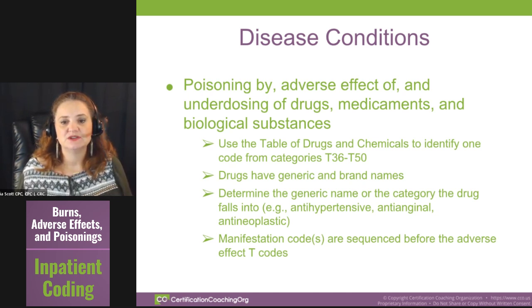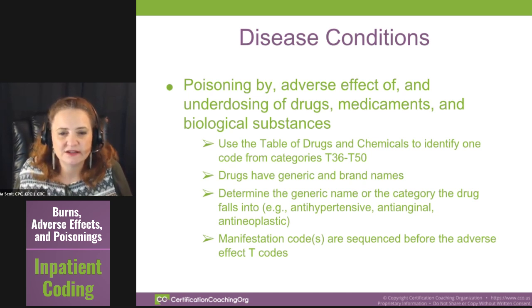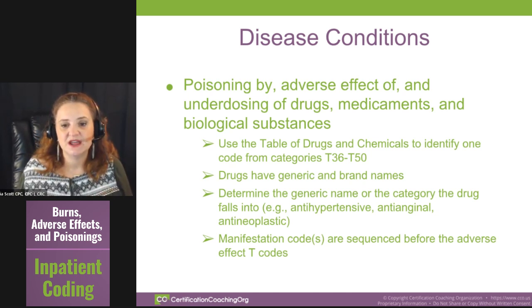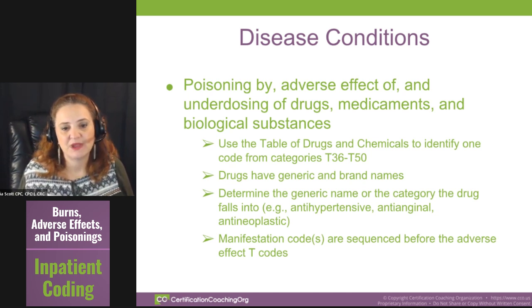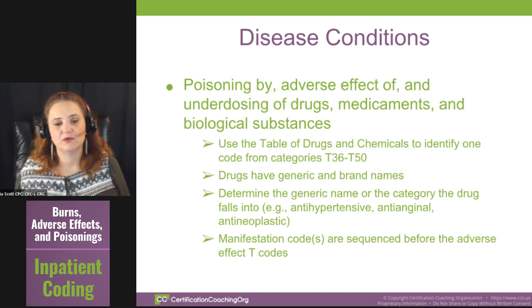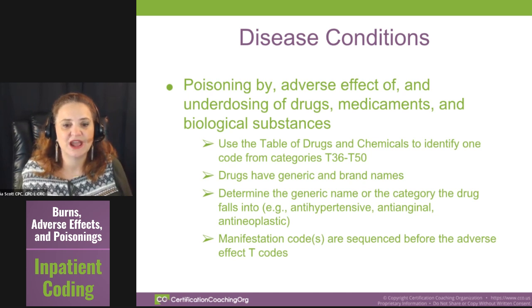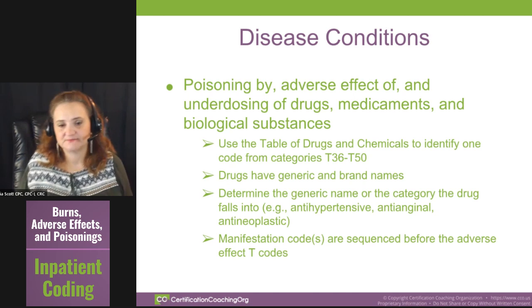Okay. Generic names, things like antihypertensive, anti-anginal, or anginal, meaning you have chest pain, and anti-neoplastic, meaning cancer drugs and stuff. Manifestation codes are sequenced before the adverse effect T code. So what's the manifestation, and then what's the adverse effect? Okay.